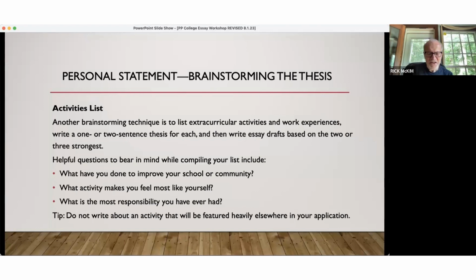Bear that in mind, and when you're reviewing your essay as a whole, once you've drafted a fairly final draft, ask yourself if you've addressed that issue, and whether you've made it clear that you have something to offer them, as well as thinking that they have something to offer you.